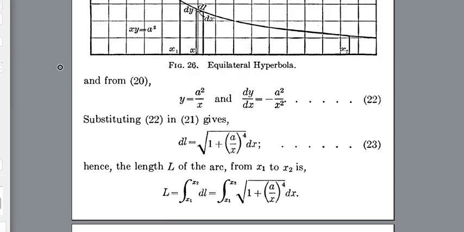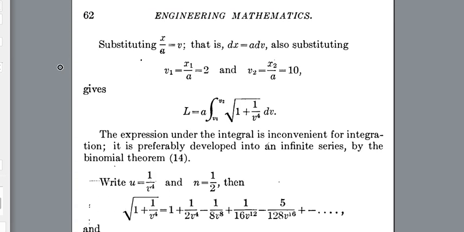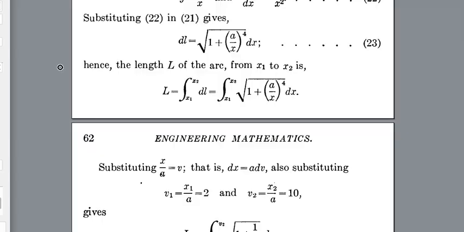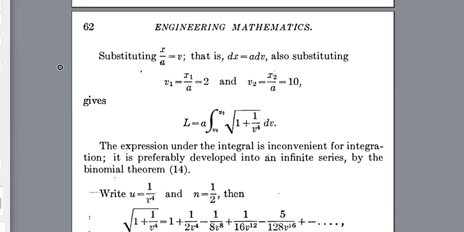Substituting the fraction x divided by a equals v, that is dx equals a times dv, and also substituting v sub 1 equals the fraction x sub 1 divided by a, which equals 2, and v sub 2 equals the fraction x sub 2 divided by a, which equals 10, gives L equals a times the integral from v sub 1 to v sub 2 of the square root of the sum of 1 and the fraction 1 divided by v to the power of 4, multiplied by dv. The expression under the integral is inconvenient for integration. It is preferably developed into an infinite series by the binomial theorem 14.